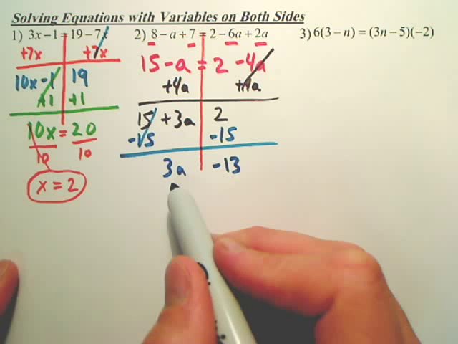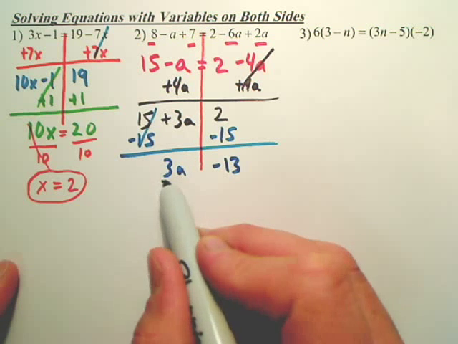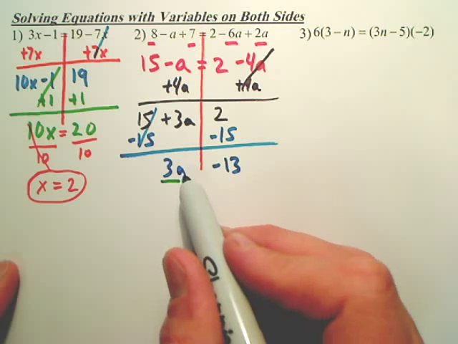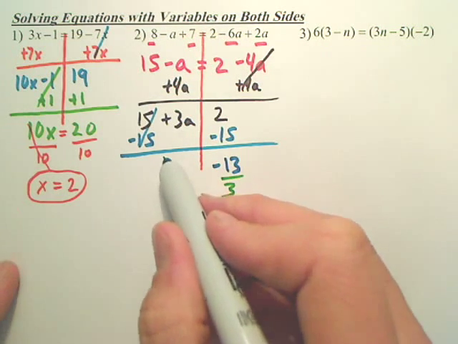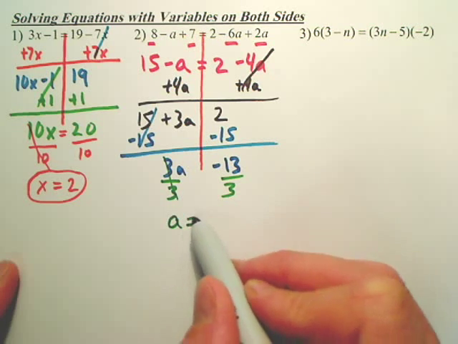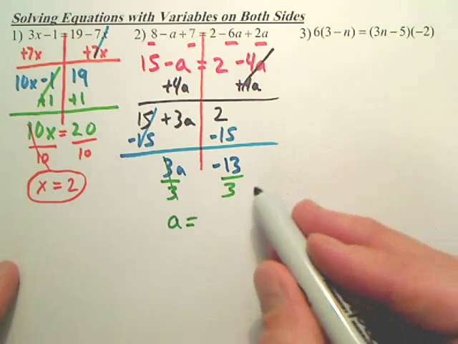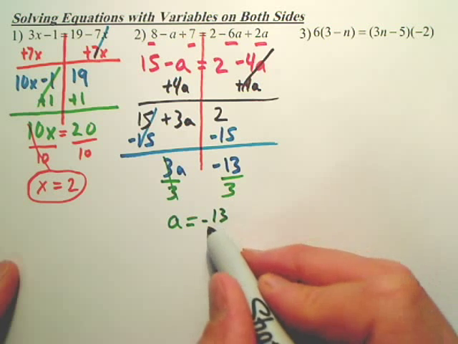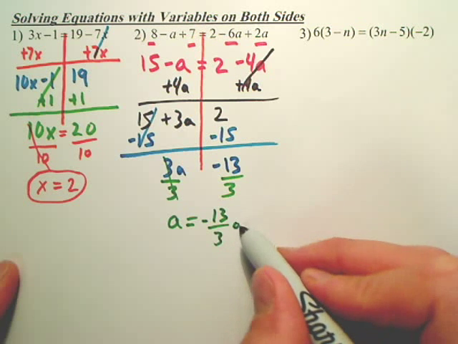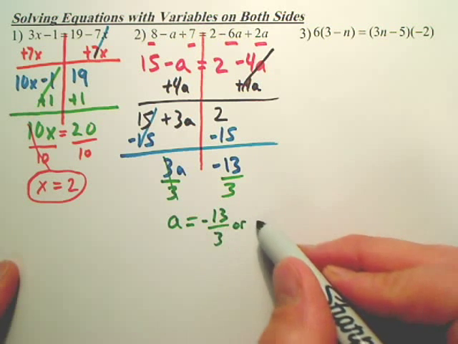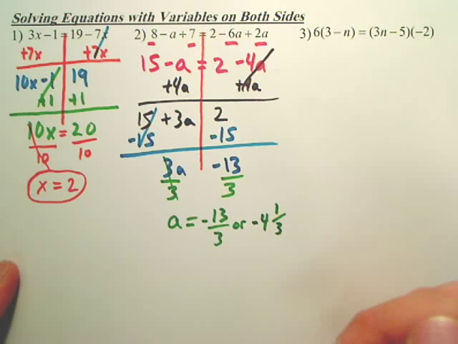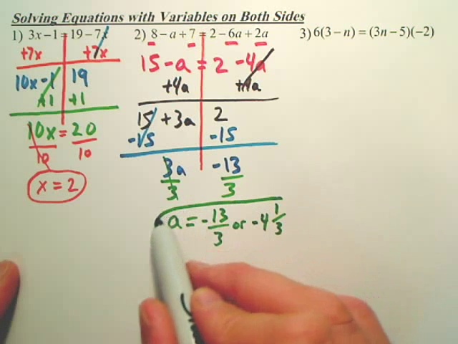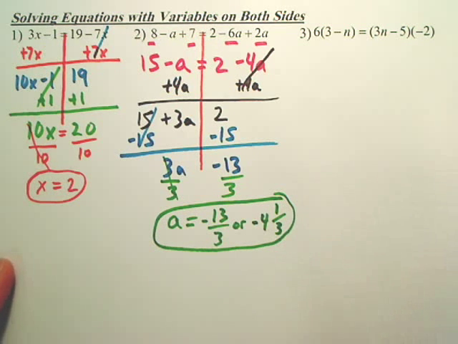To get the a completely by itself, you divide, because that's 3 times a, and the opposite of times is divide. That disappears, leaving you a. And this does not reduce. You can either write it as 13 over 3, or 3 goes into 13 4 times, with a remainder of 1, so 4 1/3. Either of those answers work.